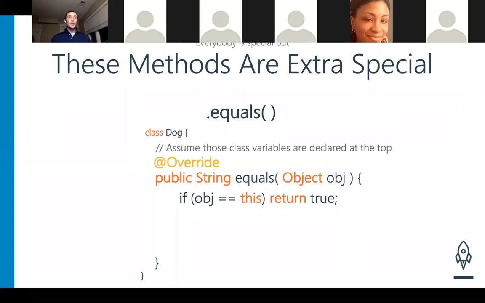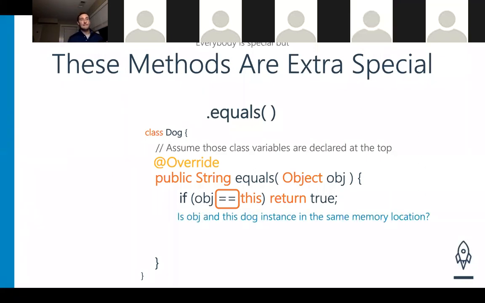Let's dive into it. Who can tell me what the two double equal signs do again? It strictly equals their exact memory location. If two different variables exist at the same exact memory location, what does that mean? They're the exact same thing.